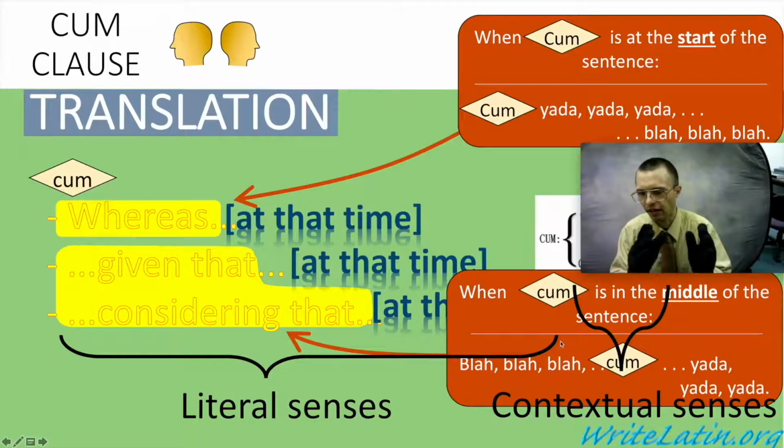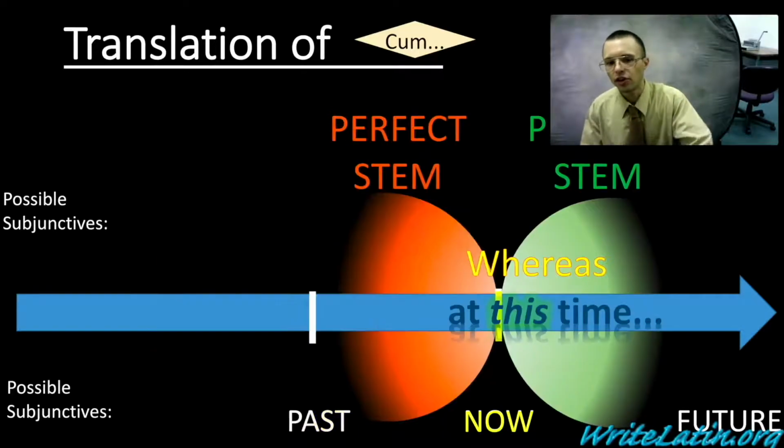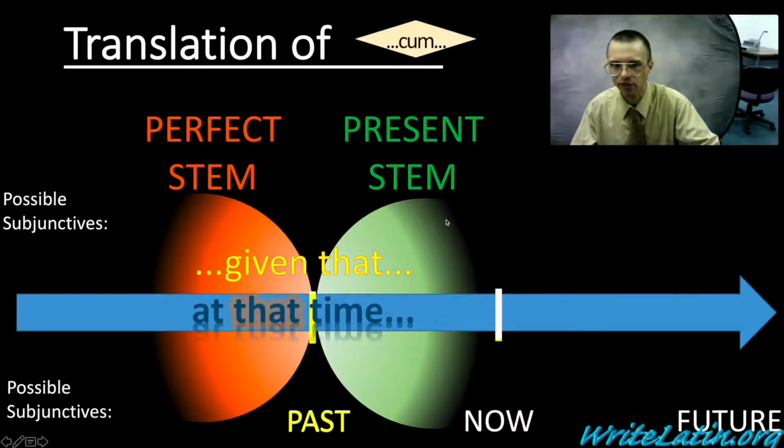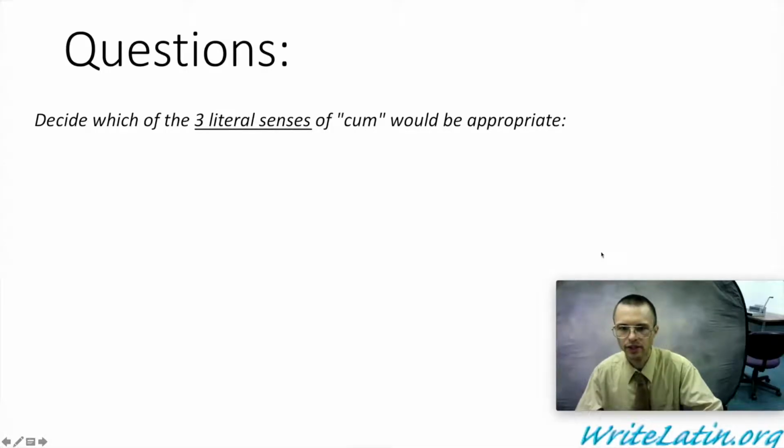So cum and its cum clause can be in either half of the sentence. And depending where it is, it'll be smoother for you if you use the correct version of whereas. So depending where the main verb is, the cum clause can mean whereas at this time or whereas at that time. That's just a minor alteration. If you didn't even remember this, it wouldn't matter. Who cares? Okay, and then if it's in the middle of the sentence, we'd have given at this time, given at that time.